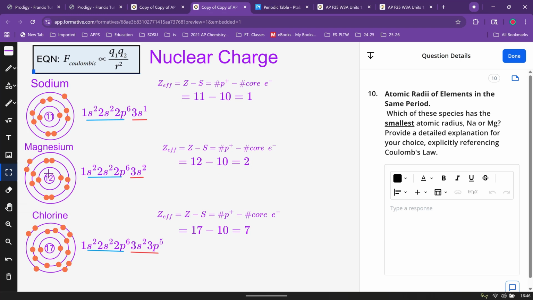So magnesium would be smaller than sodium. Why? Because it has a higher nuclear charge. It has more protons. By the way, what are the particles in the nucleus? They're protons, the only charged particle.